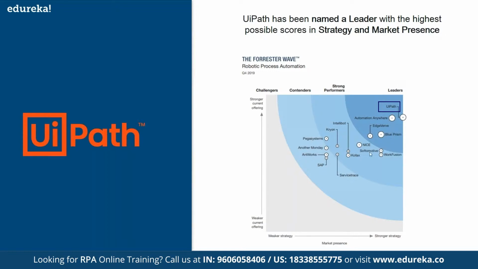So in this quadrant, you see the leaders quadrant here. This is strong strategy and strong current offering. When you compare these two quadrants, UiPath is leading the way. And under leaders, you have Automation Anywhere, Edgeverve, and Blue Prism. This is the Forrester Wave analysis of robotic process automation tools that we have in the market.